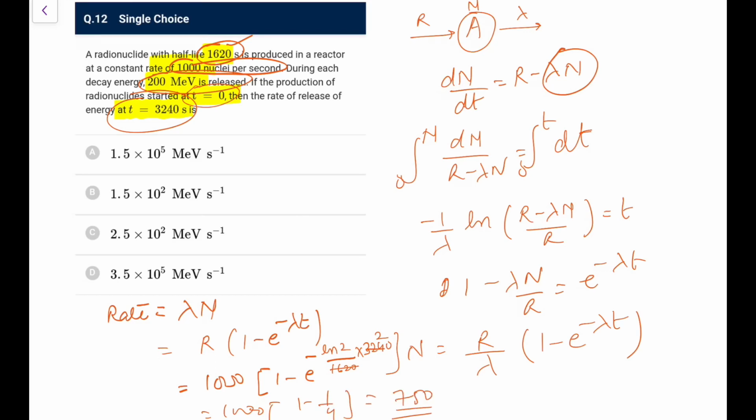So 750 decays per second, so energy would be 750 into 200 MeV. So 75 into 2, 150, so 1.5 into 10 to the power 2 MeV per second should be the answer that I should get. Okay, so 200 into 750, that is the value that we should be getting. So 1.5, not 10 to the power 2, sorry, that is why I was checking, it is 10 to the power 5, that option is also there, so A is the right one.